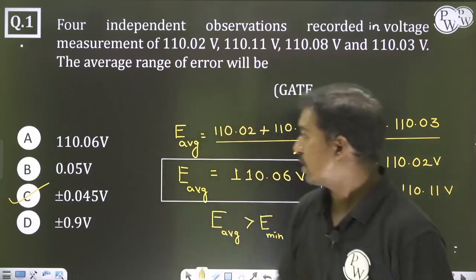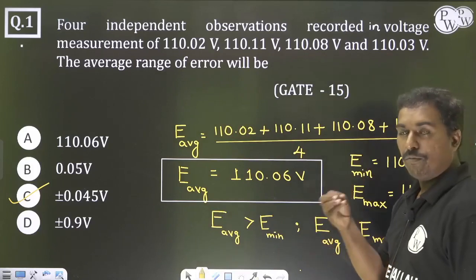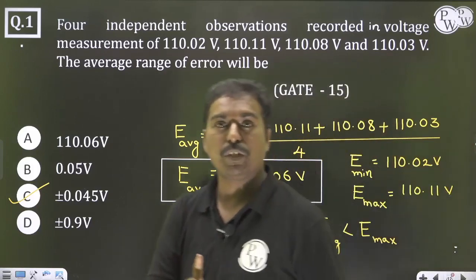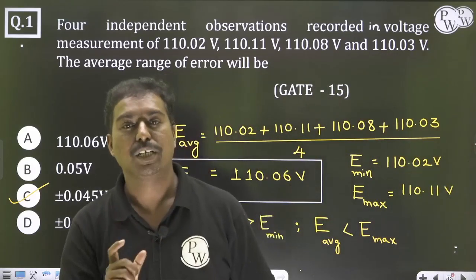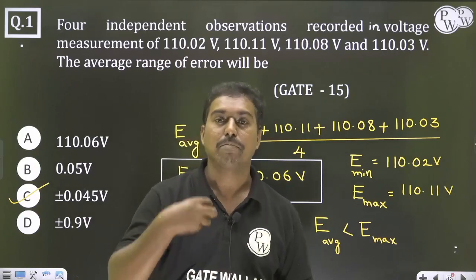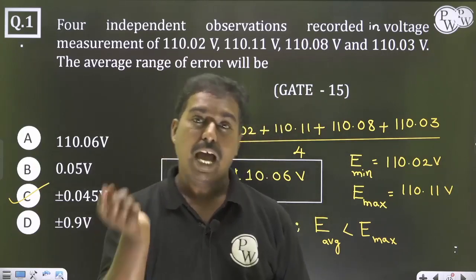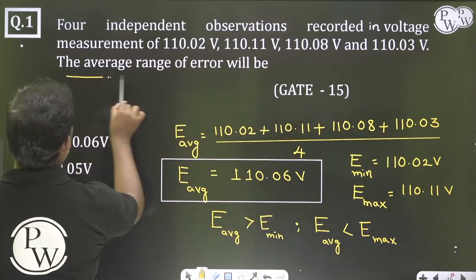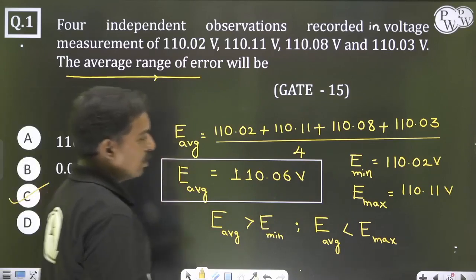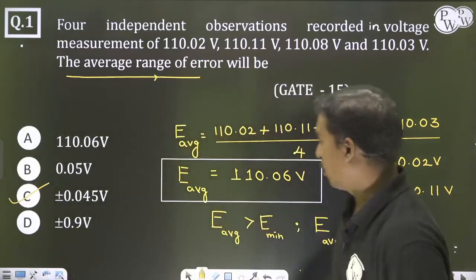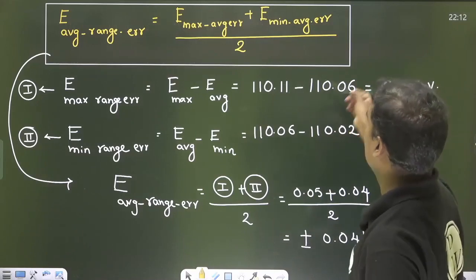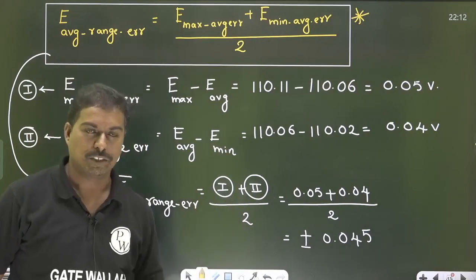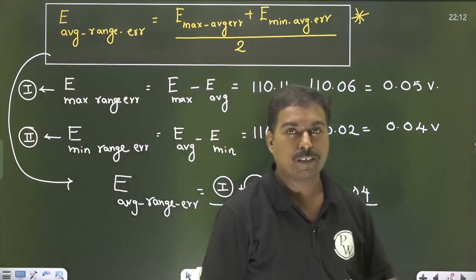Okay, so try to understand. From the given list, first we have to calculate the average voltage. Comparatively, there will be a minimum voltage and a maximum voltage. Take the difference of those and you are going to get the maximum range error and minimum range error. The average of the maximum range error and minimum range error will give you the average range error. Please take note of the formula. According to that formula you can practice. Now let us move to the next question.